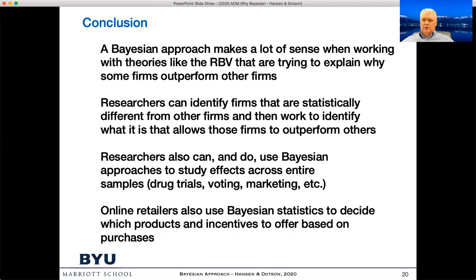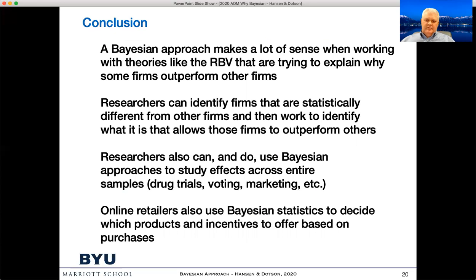Also, it's important to remember that the RBV is largely a theory of outliers. Why do some firms do better than others? And so a statistical approach like Bayesian statistics makes a lot of sense, as opposed to a frequentist approach, which is based on averages.